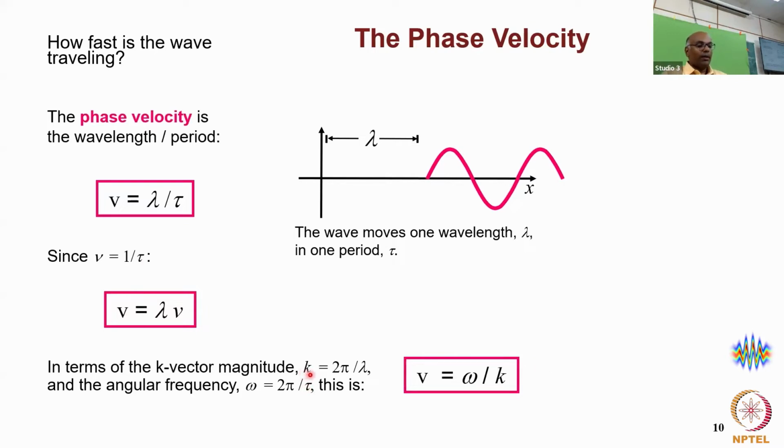And k, the magnitude of the propagation vector, is essentially 2 pi divided by lambda. The angular frequency, again, is a quantity we are going to use a lot. The angular frequency is 2 pi divided by the time period. So this has units of radians per second because it's an angular quantity divided by a temporal quantity. And the magnitude of the velocity vector of the wave, or its speed, so to say, is omega by k.